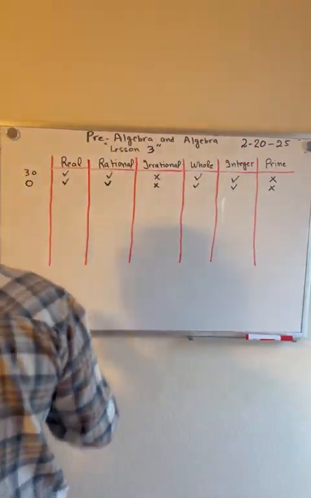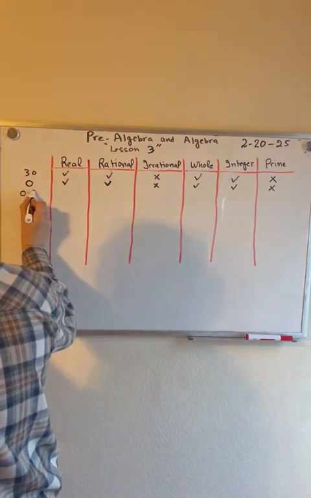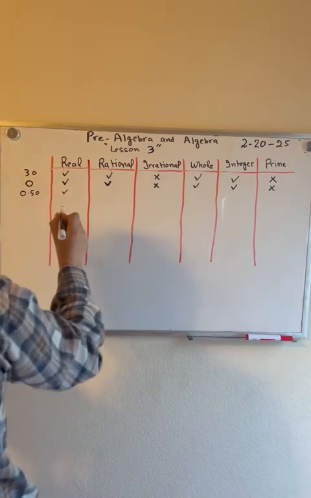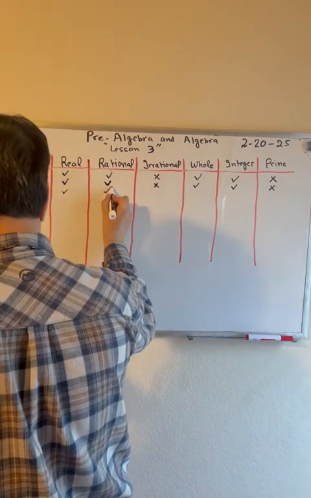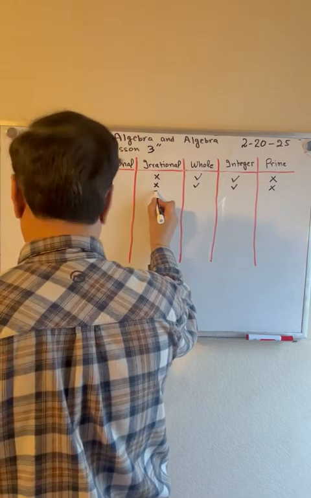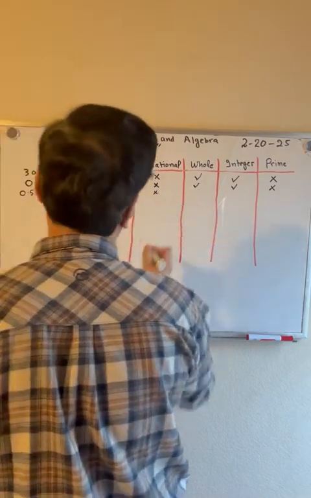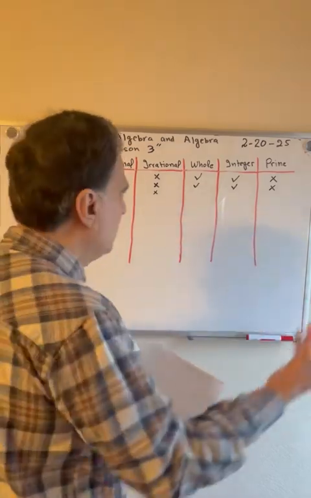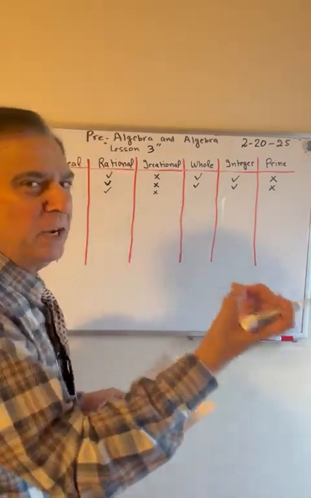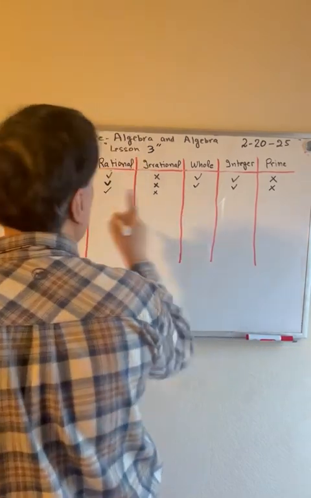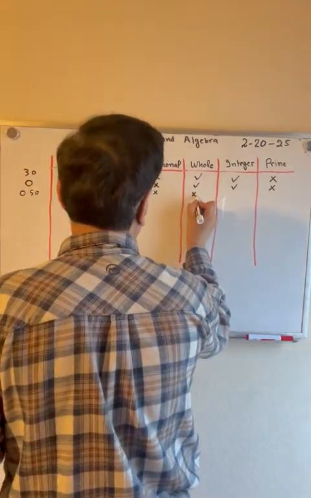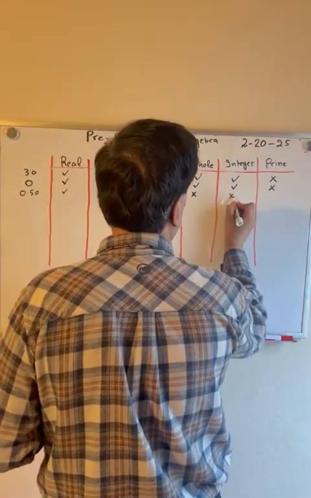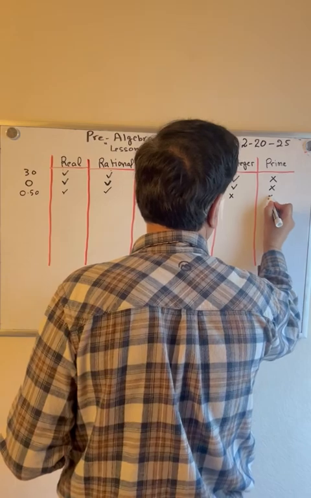All right, the next one is 0.50. Is it a real number? Of course it is. Is it a rational number? Yes, it is. Is it an irrational number? No, it's not. Is it a whole number? No, it's not. Whole numbers have to be like 1, 2, 3, 4, something you can hold in your hand. Fractions are not whole numbers, so no. Is it an integer? Of course not. I just gave you the definition of integers. Is it a prime number? Of course it's not a prime number.